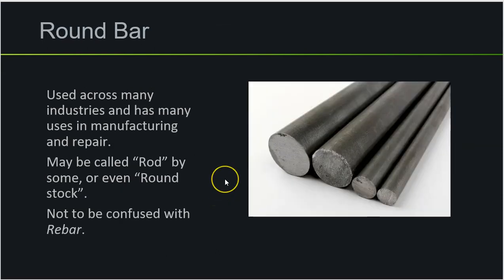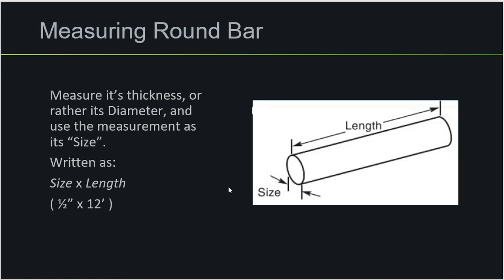Now there's also round bar. Depending on the size, I've heard people refer to this as rod, round stock, so on and so forth. But essentially it comes down to being solid round bar. I should also note right here that this should not be confused with rebar. Rebar is something completely different. Although it's similar, it's just not going to be included with round bar.